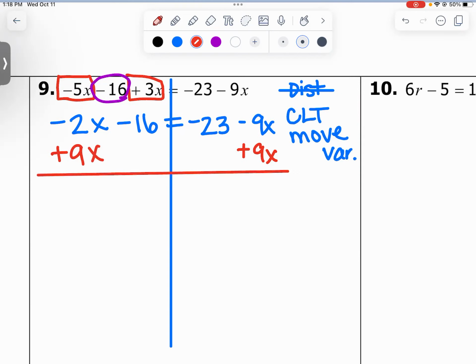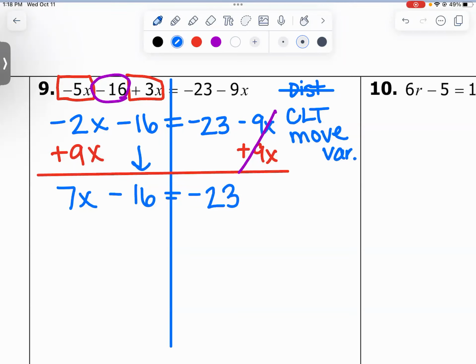Now notice how I'm stacking my x's vertically. Okay, all right, so my 9x's are gone. Negative 2x plus 9x is 7x. I still have my minus 16. My 9x's cancel, so I'm only left with negative 23 over here on the right side.